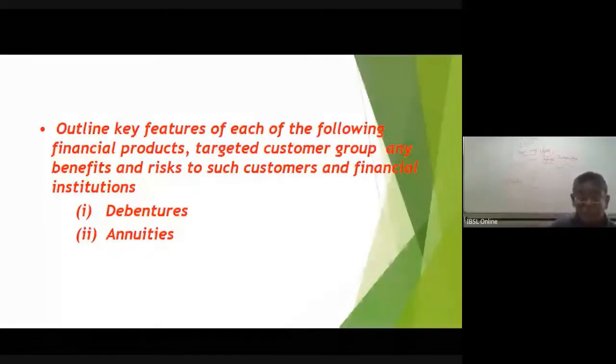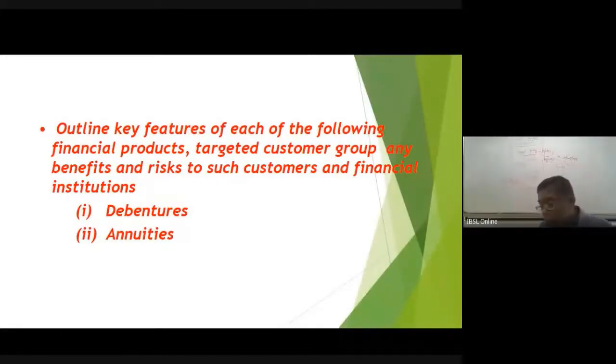So, what is an annuity? It is a contractual saving product. You agree to pay a certain amount of money, maybe in installments or as a lump sum, and from then onwards you get a stream of money, a stream of cash flow, till you die. That is the annuity definition.